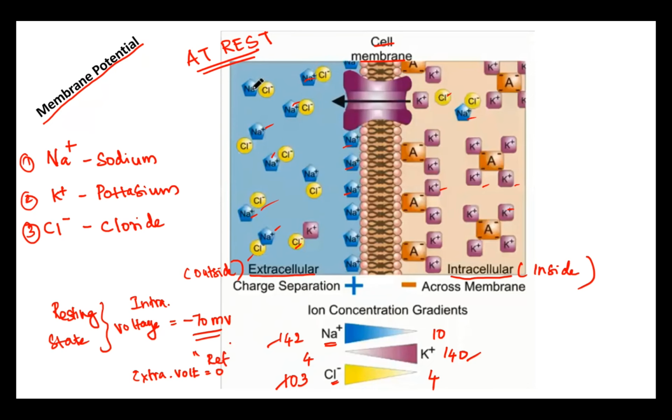That's why we place the reference on the right leg, because at that place, whatever stimulus you give, it won't show up. So that's why you refer to that electrode as 0. Extracellular voltage is 0, and intracellular voltage is minus 70 millivolt.